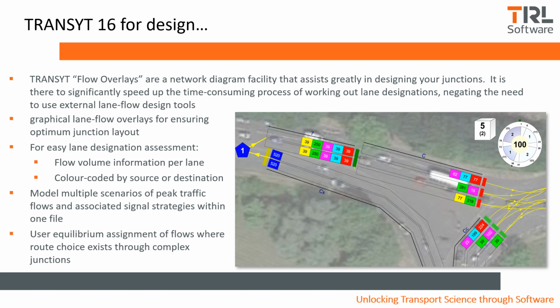It's very easy using this system to spot where you've got lane starvation going on, or you've messed up the connections within the model itself. So it's a very useful way of checking that you've got everything set up the way you want in your file, as well as allowing you to work out the best lane designations for, in this case, a signalised roundabout.